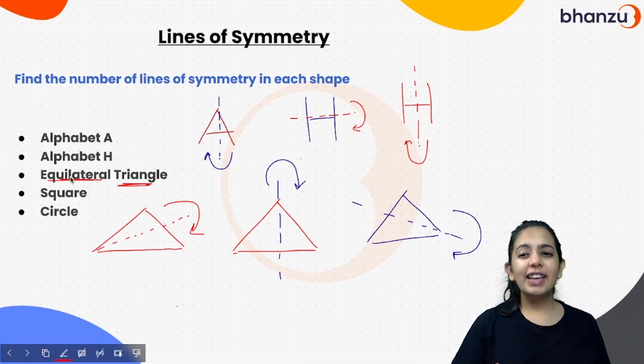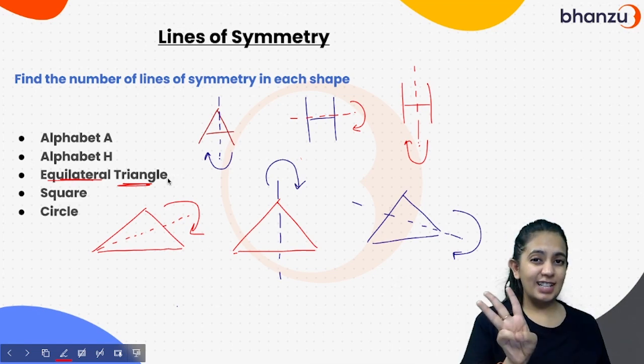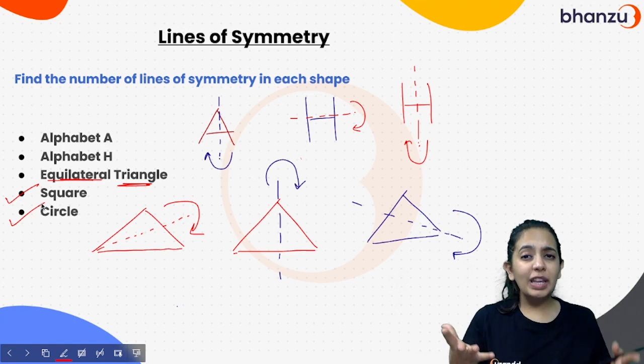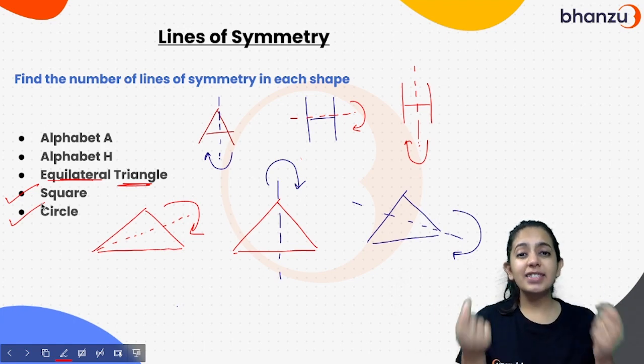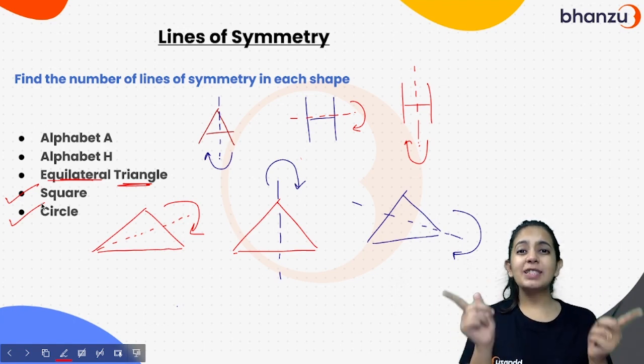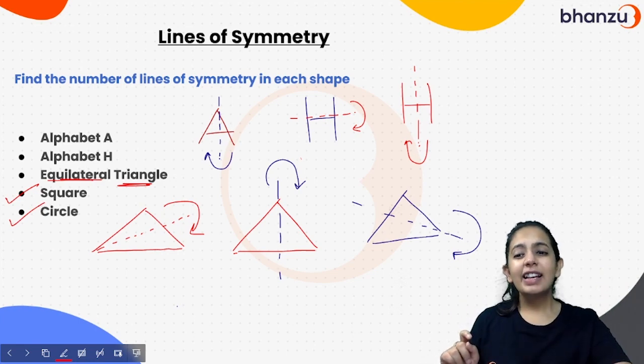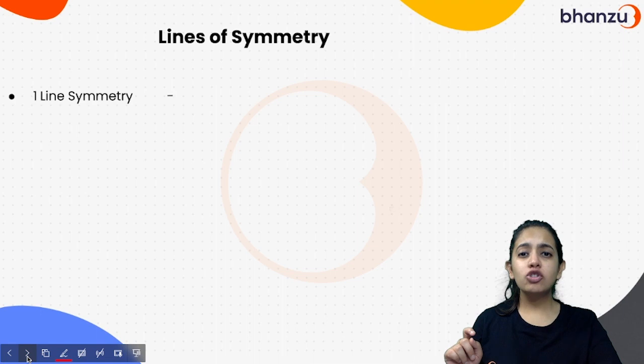So therefore, in case of an equilateral triangle, we have three lines of symmetry. Now you try to figure out how many lines of symmetry there are in a square and a circle. That is, in how many ways can you fold a square and a circle such that the two parts exactly overlap each other.